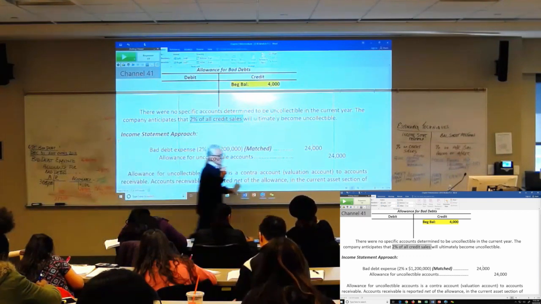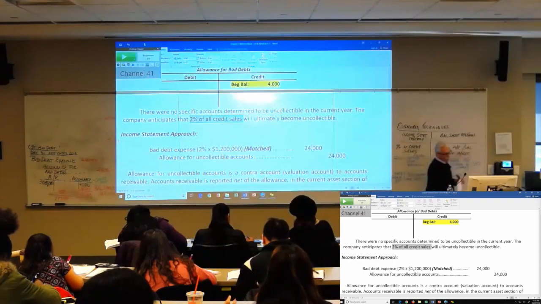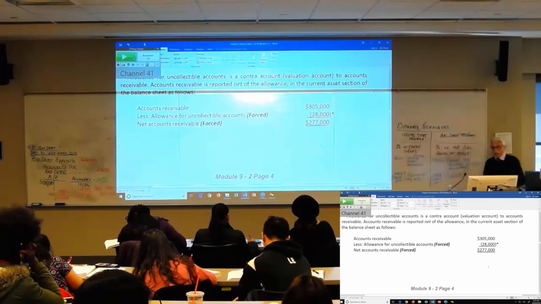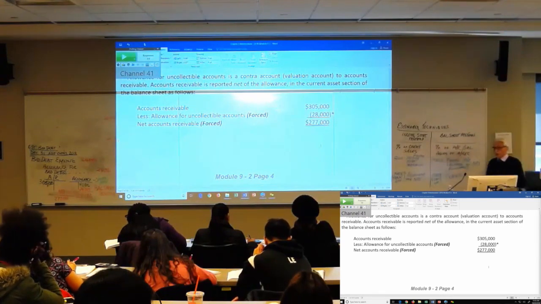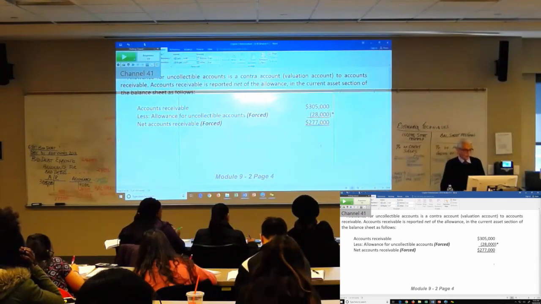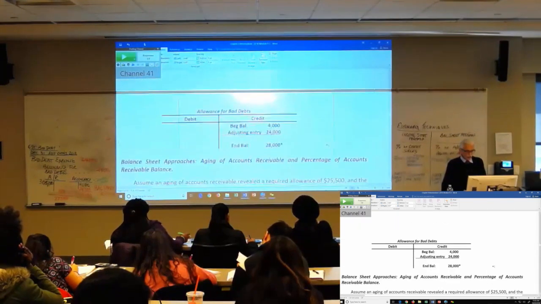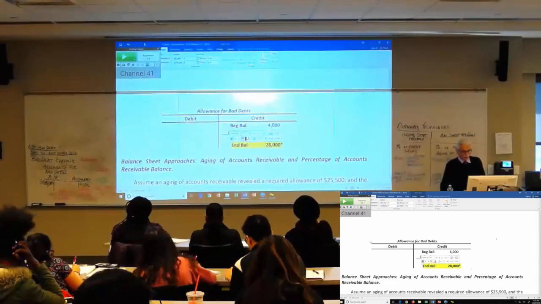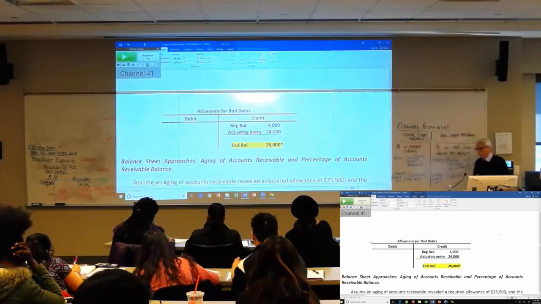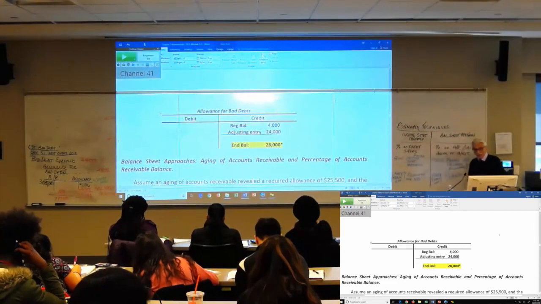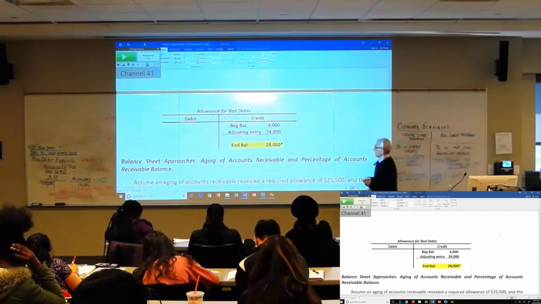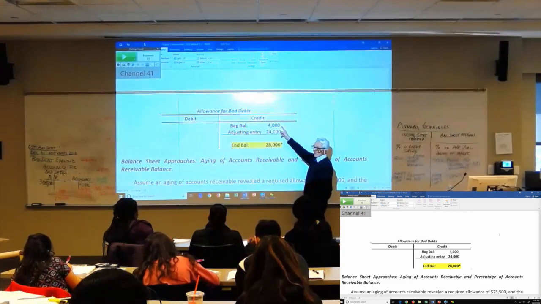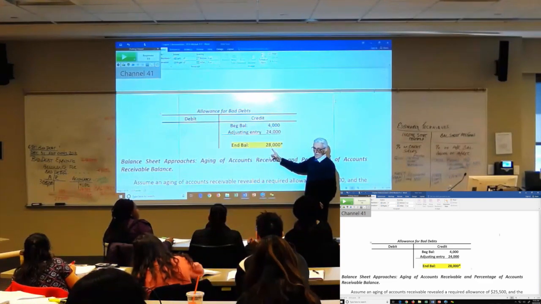So your emphasis was on the expense. You forced the allowance to be 28, and you forced the net realizable value. So if you look at the T accounts, that balance is a byproduct of that engine. Understand that, ask yourself the question, what would have happened if the beginning balance was 10,000? Then the allowance would have been 38.